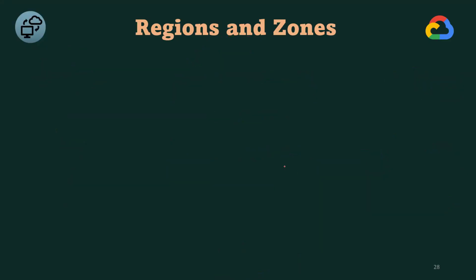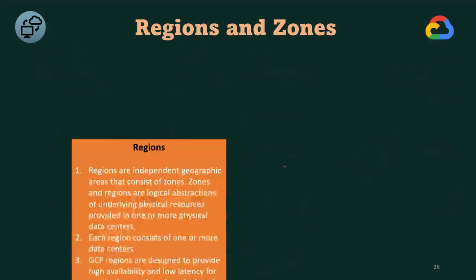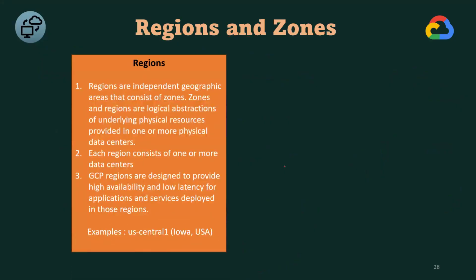Now let us try to understand the definitions. What is a region? A region is an independent geographic area. In a location, a region is one of the independent geographic areas which consists of zones. Okay, a region is an independent geographic area within a location which consists of zones. That is our first point.